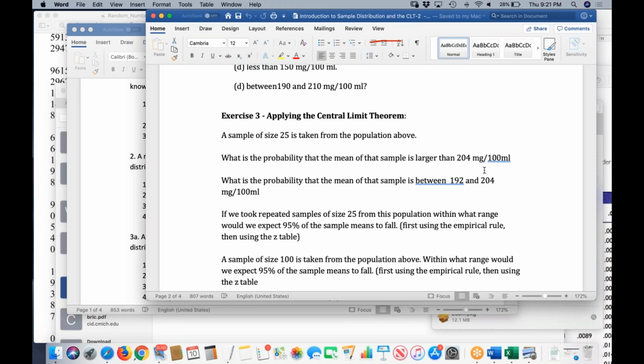Gee, what's going on here? Let's think about what's going on here. I'm going to take a sample of size 25 from that population, and then I want to know what's the probability that the mean that I get from that sample is bigger than 204. Okay, so how am I going to do that?